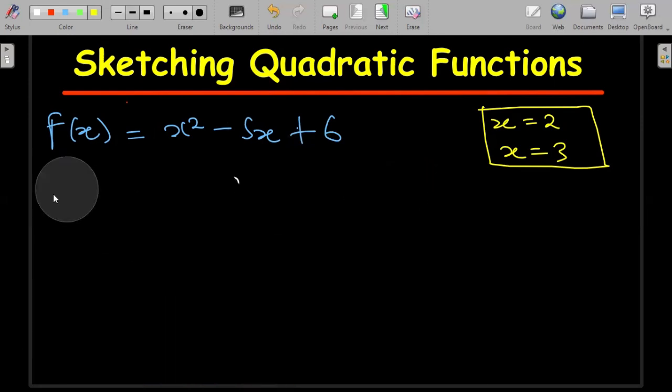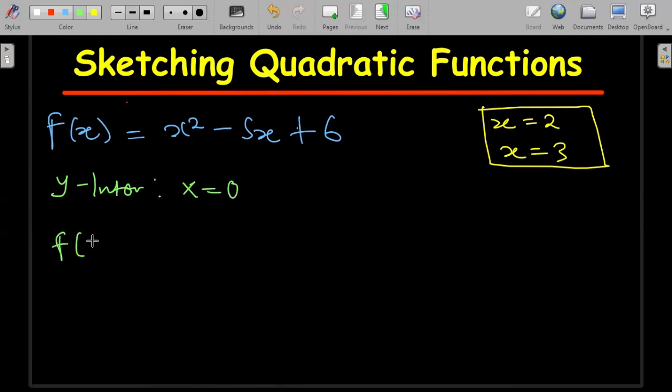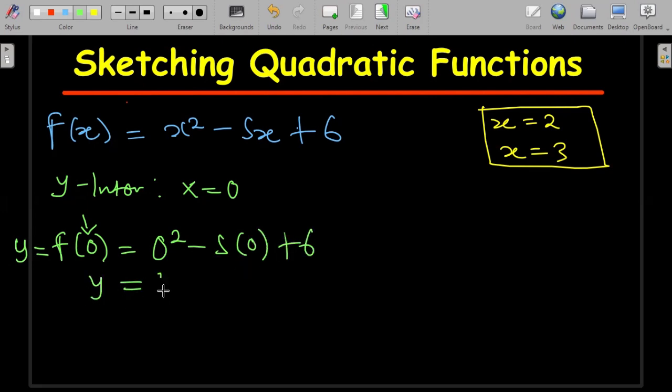So the y-intercept, remember we said we need x to be 0. So we find it when x is 0. So there in f of x, I'm just going to say 0 is equals to, remember this f of x is equals to y, right? So I can even start it as y is equals to the f of x, but the x that I'm considering is 0. Then it will be 0 squared minus 5, 0, plus 6. Okay, so it means my y-intercept is just 6. So I can put it there.